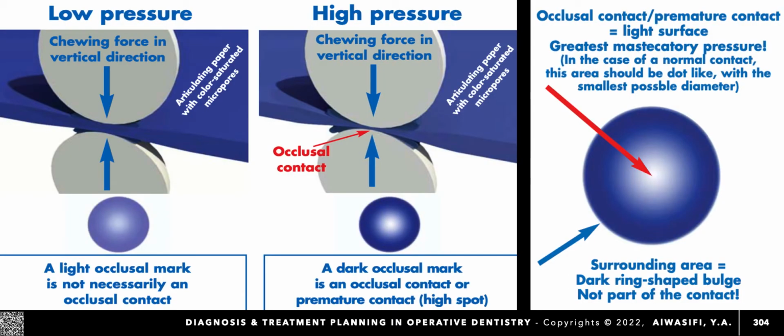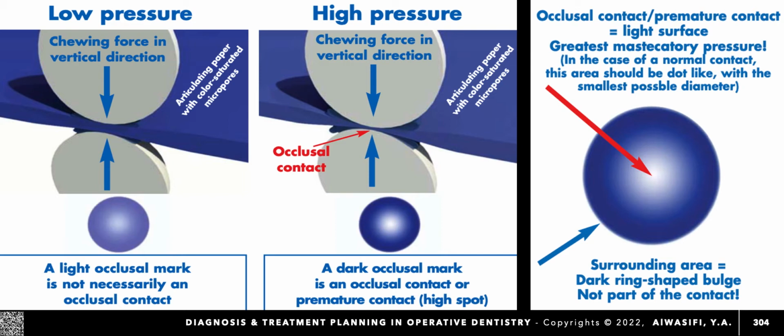When we have an area of low pressure, a light occlusal mark, which is faint, and nearly the periphery of this circle has the same depth or is much darker than the center, but still there is a homogeneity in color, indicating that the articulating paper is squeezed between the two cusps or the two occlusal contacts with a very low pressure that homogeneously distributes the color of the articulating paper.